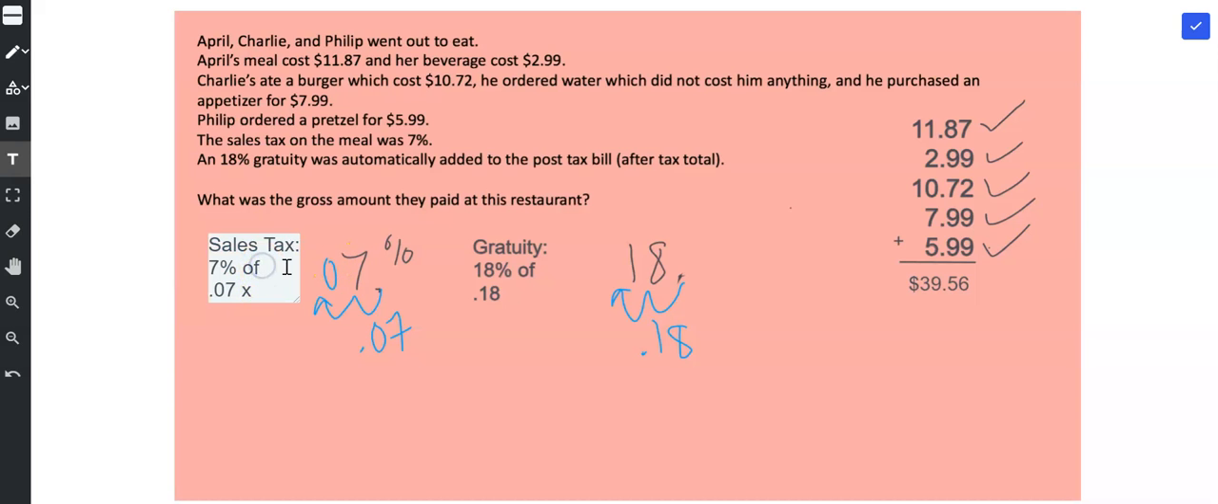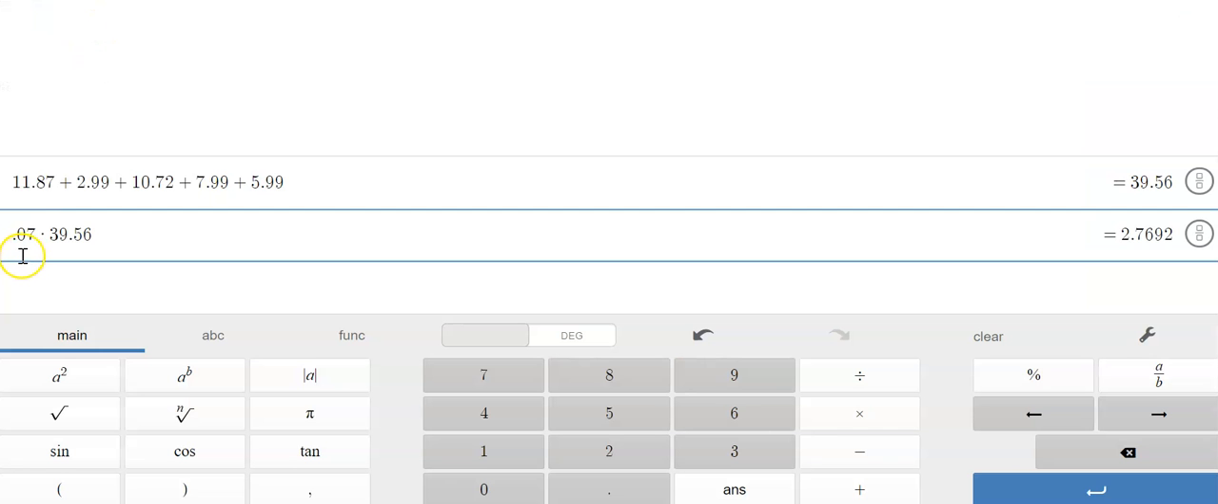So this is 7% of 39.56, and I can go ahead and type the 39.56 here, and then multiply those two together to figure out the sales tax. So 0.07 times 39.56, we get this number here.